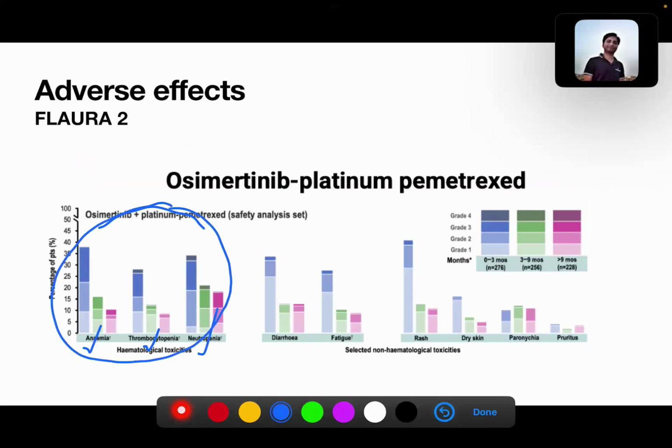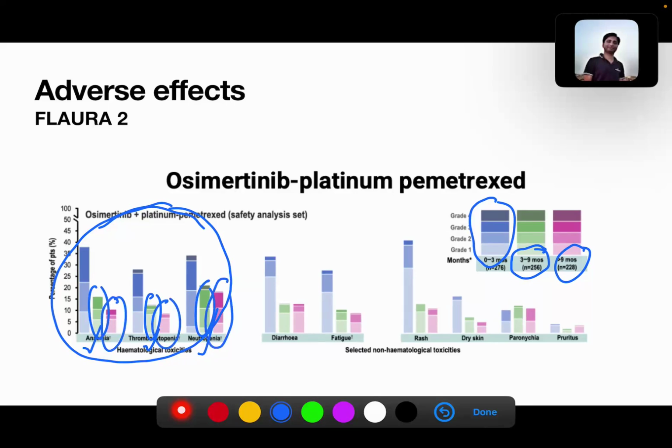So from 0 to 3 months, you can see here in blue, this is where you saw increased anemia, thrombocytopenia, neutropenia. And the moment we came to the 3rd to 9th and greater than 9 months, those toxicities came down significantly.